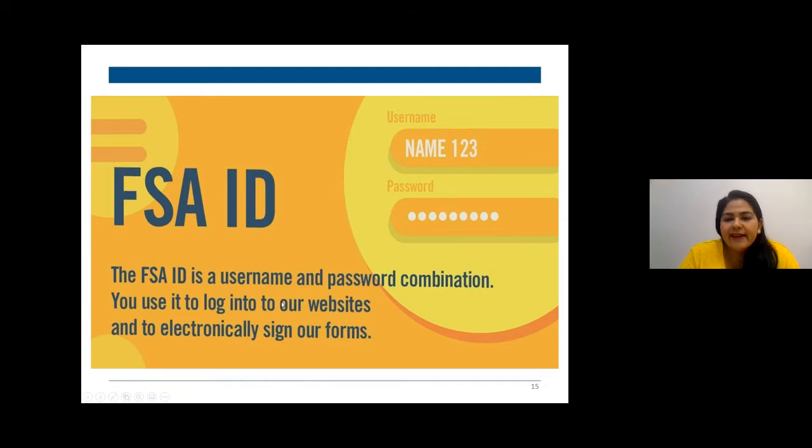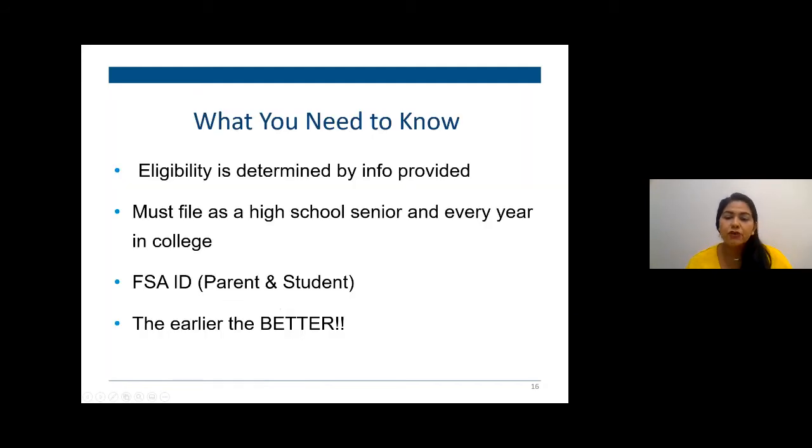So what do you need to know about the FAFSA? Your eligibility, how much money you receive, is contingent on the information that you submit as part of your application. The FAFSA is submitted every year, starting with senior year in high school and every year in college. This is because if your finances change from year to year, the federal government makes this assessment and the college makes the assessment on a year-to-year basis. So if one year your family's income drastically changes, the college that you're attending can factor that in to award you potentially more financial aid. And so that is why the FAFSA process is done every year.